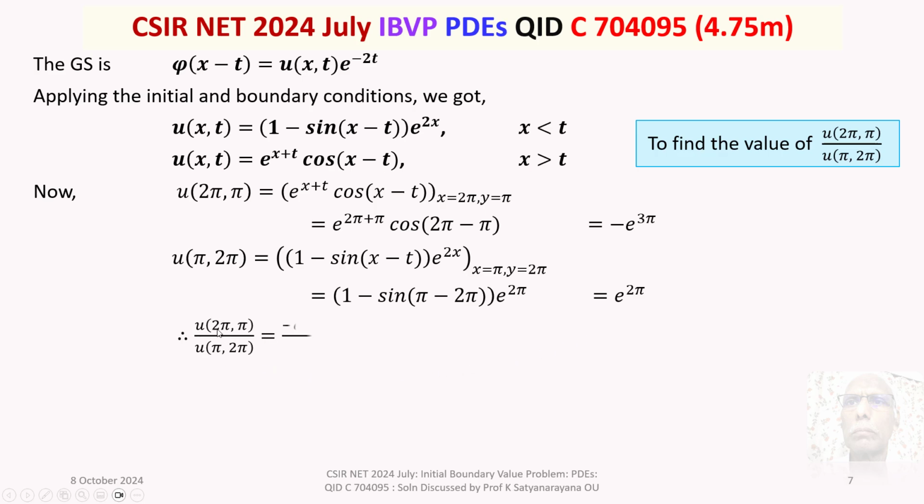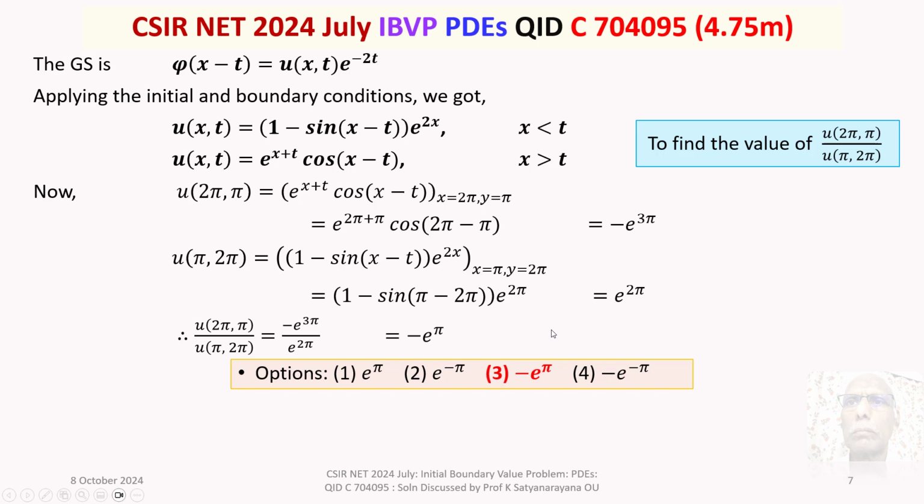Therefore, the value of u at (2 pi, pi) by the value of u at (pi, 2 pi) is equal to minus e to the power of 3 pi by e to the power of 2 pi. Cancellation takes place and that is equal to minus e to the power pi. Let's look at our options. Our answer appears against option 3. Therefore, the answer to this question is option 3.